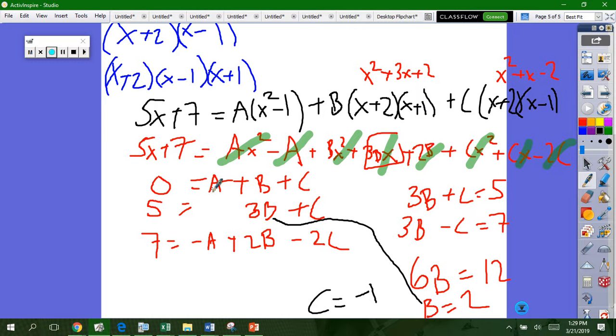And then I go back up to the top. A plus 2 minus 1 should equal 0. So A plus 1 equals 0. So therefore A is also negative 1. With me?